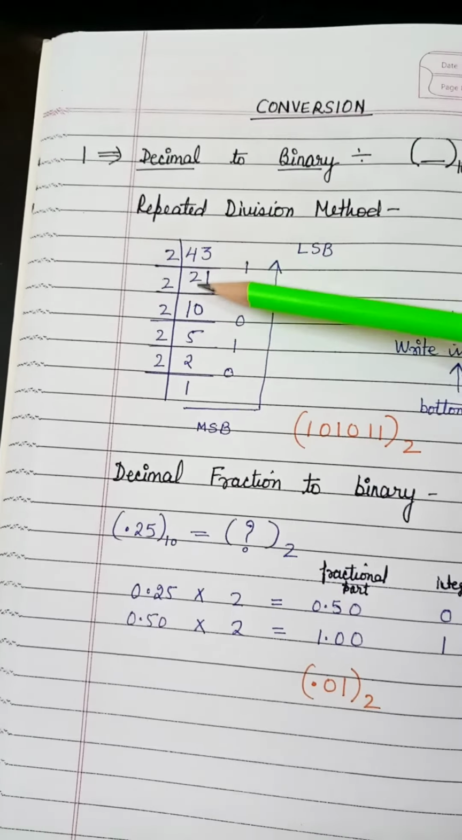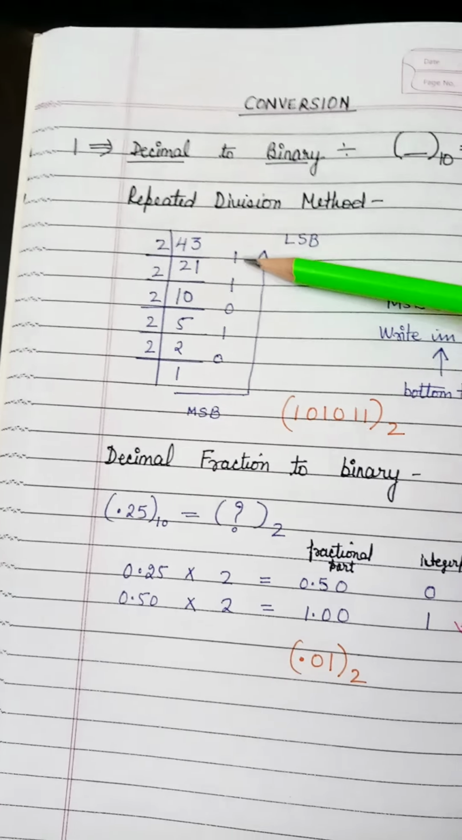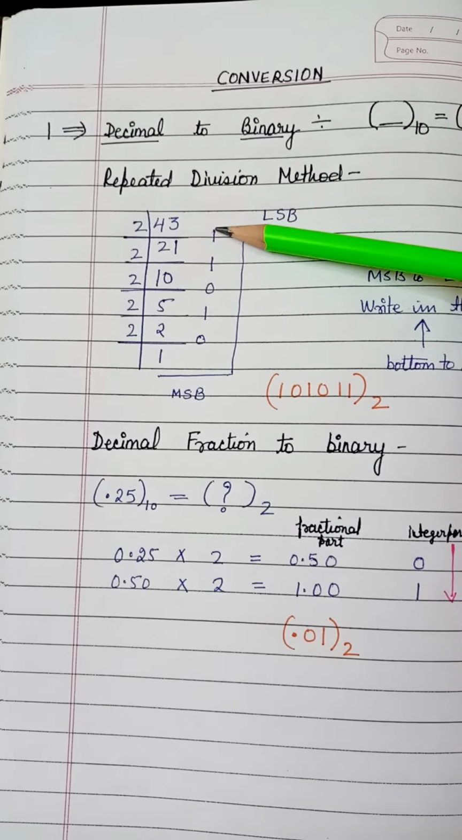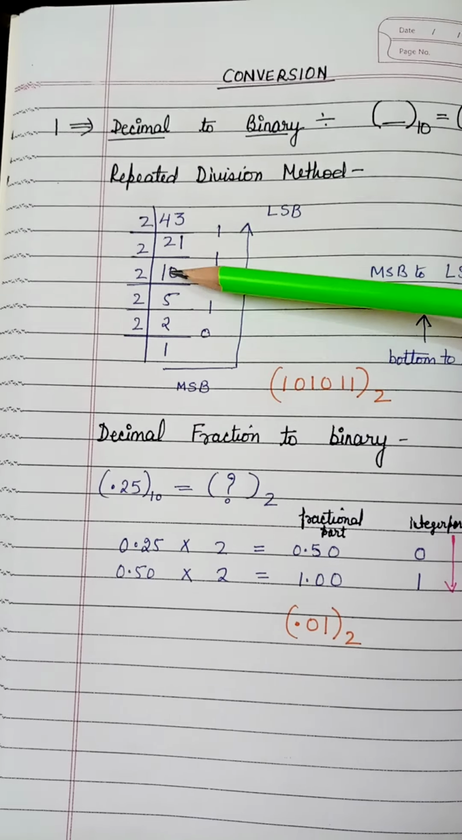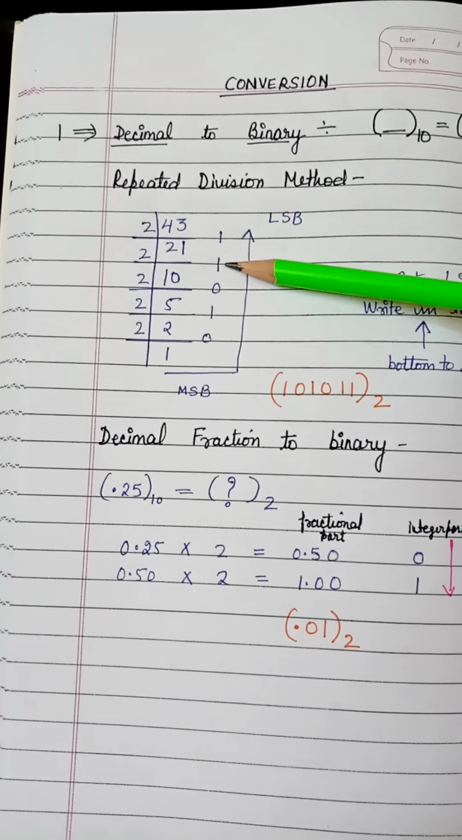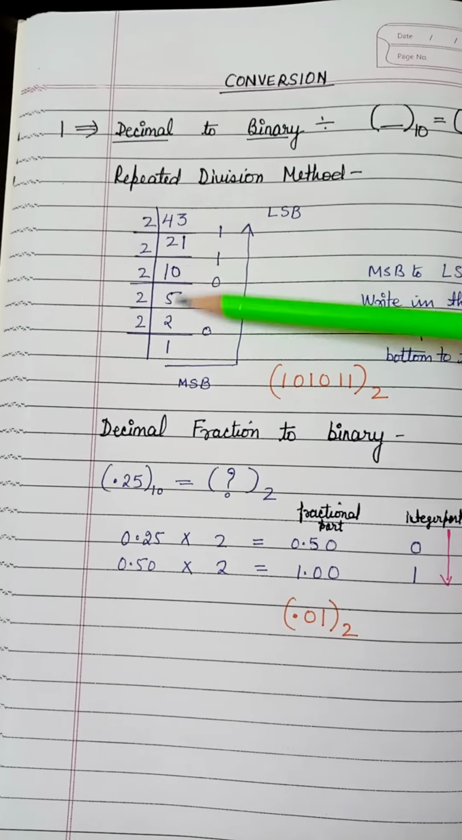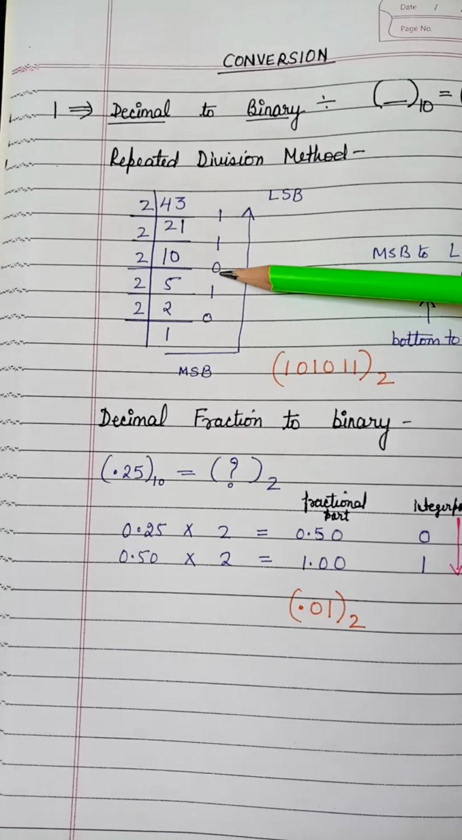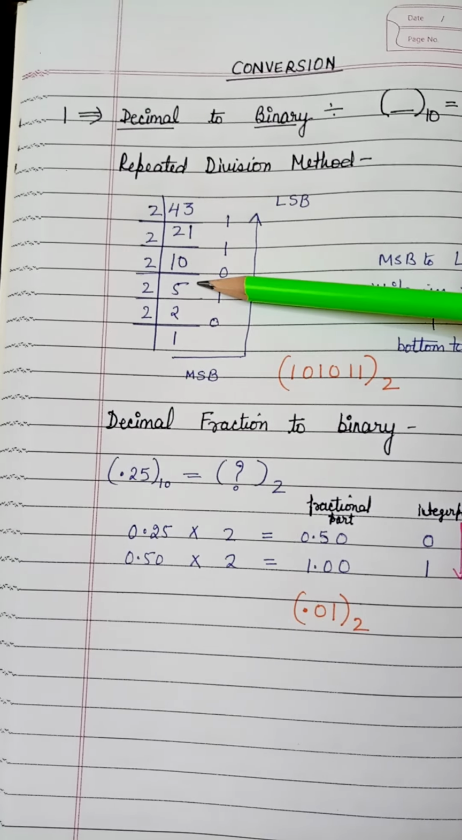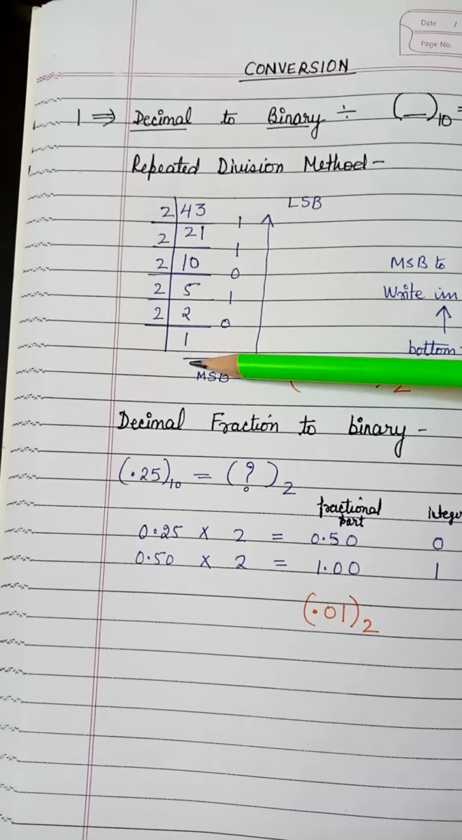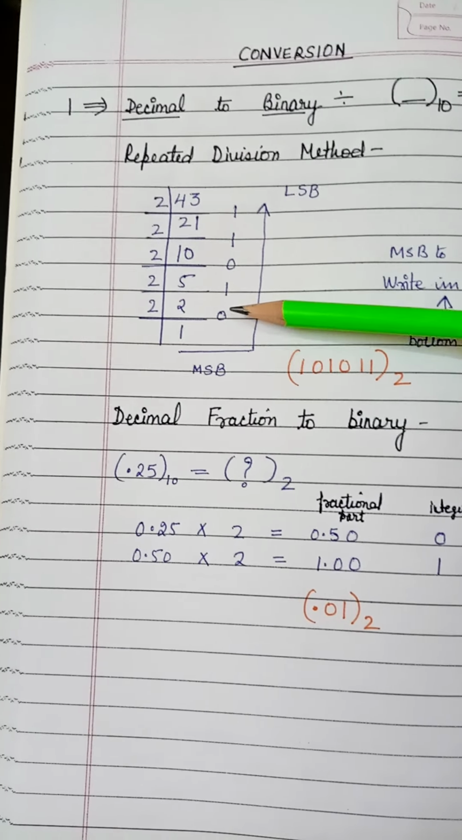So 2 2s are 4, 2 1s are 2, 1 remainder. You will be writing the remainders over here. Then 2, 10, 20, 1 is left. So remainder over here. 2 5s are 10, 0 is the remainder, write it here. 2 2s are 4, 1 is left, write down 1 here. 2 1s are 2, 0, remainder is 0.